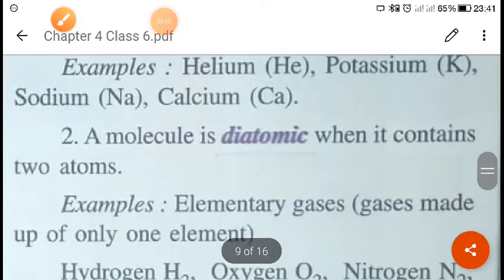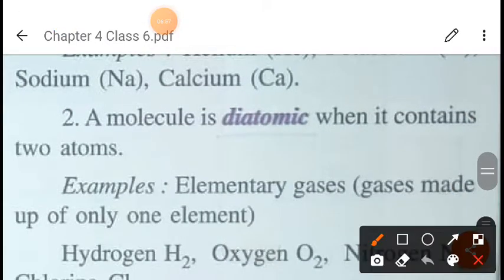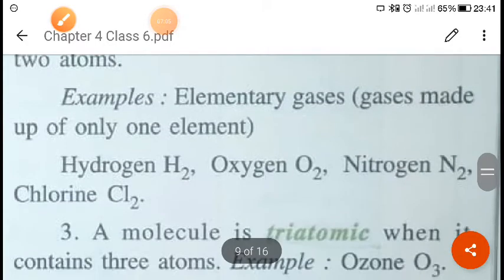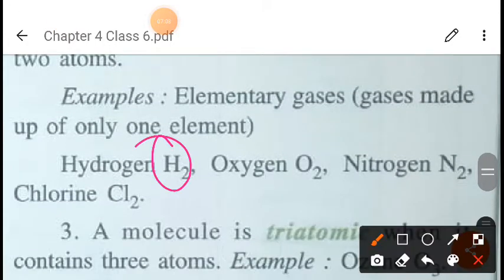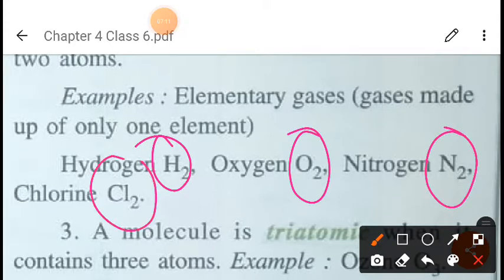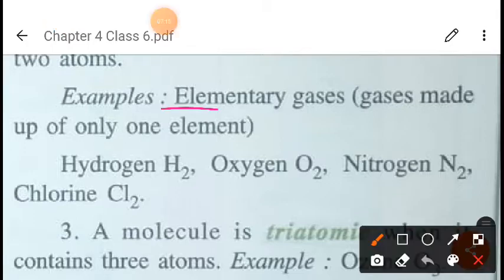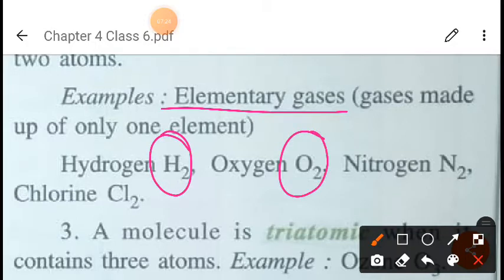Now, when we talk about diatomic, it means the molecule contains two atoms. If there are two atoms in a molecule, then it is called diatomic. Examples, as you can see: H2 is diatomic, O2 is diatomic, N2 is diatomic, Cl2 is diatomic. So if the molecule is made up of two atoms, then it is called diatomic.